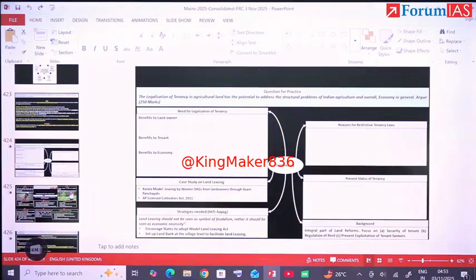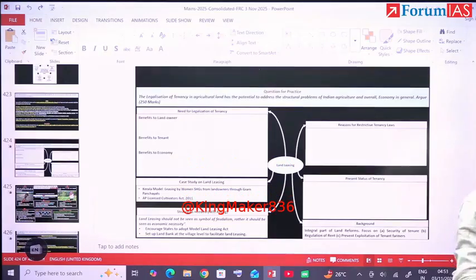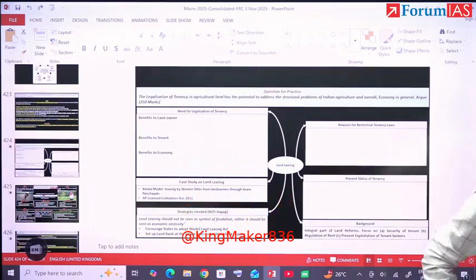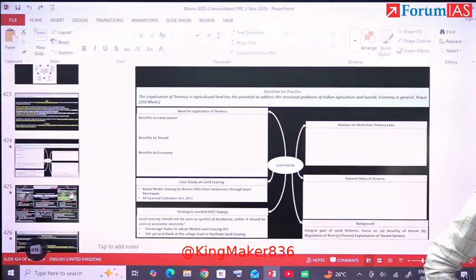Okay. Meanwhile, you can write down the next topic. I hope you left space for that, everyone. Ensure that it is part of your notes. Next, you can write land leasing. Land leasing.